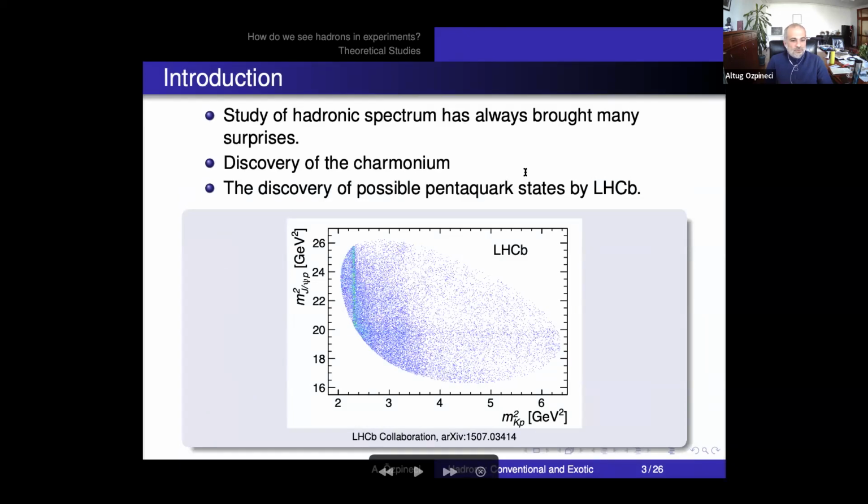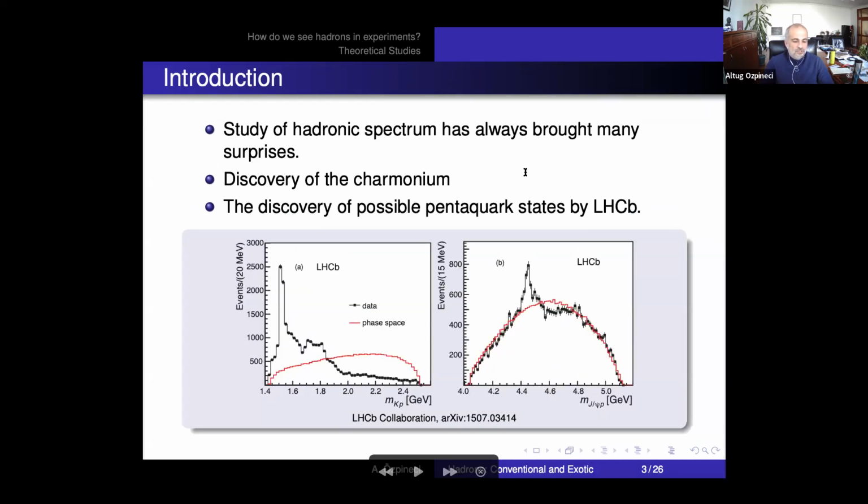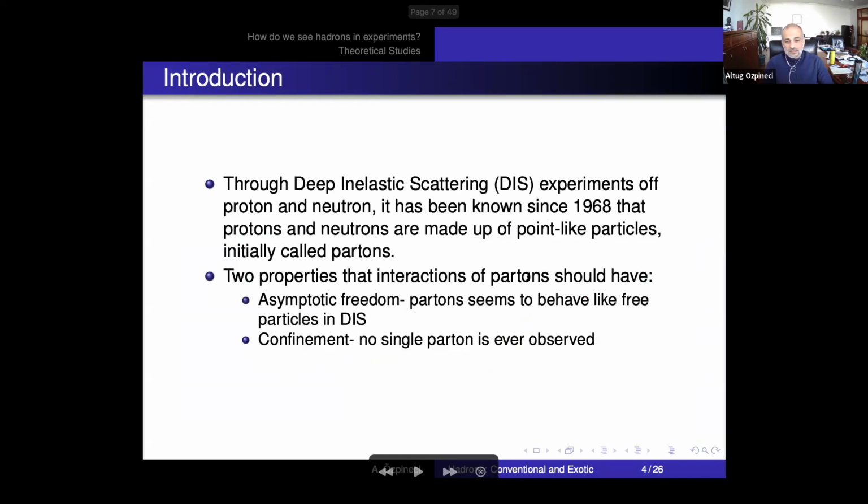In more recent times, we have more exotic states, states that we can't yet understand in terms of our earlier description of the mesons, like a possible pentaquark state at LHCb. This is a three-dimensional plot, and this is probably more clear. All these bumps over here are what we call the new pentaquark states. And even the discovery of the Higgs was in a hadronic collider experiment.